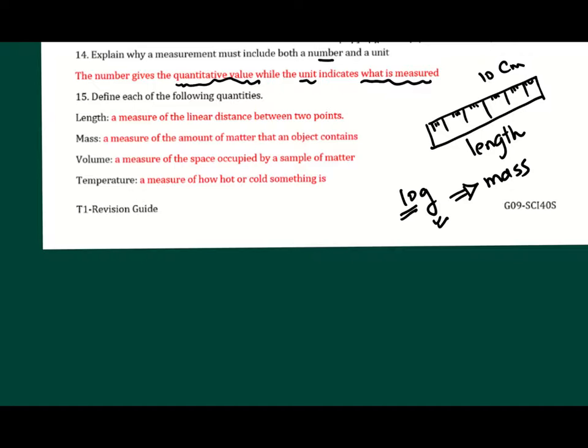Define each of the following. These definitions should be memorized. Length: a measure of linear distance between 2 points. The length is just the linear distance between 2 points. Mass: amount of matter in an object. Volume: space occupied by matter. Temperature: how hot or cold something is.